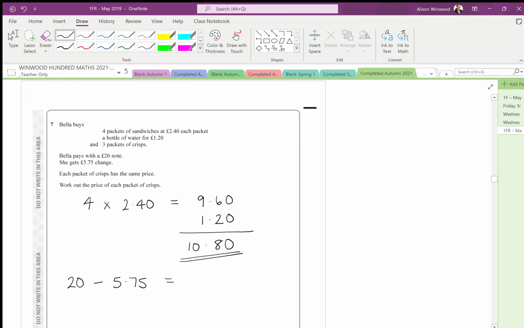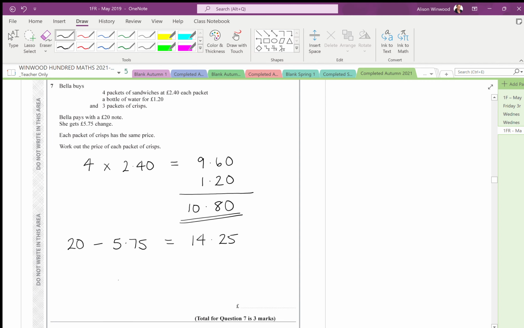So we can work out how much she spends in total, which is £14.25. So how much more does she spend from her £10.80 up to £14.25? That's another £3.45 on crisps. And she bought 3 packets, so if we divide by 3, each packet costs £1.15.